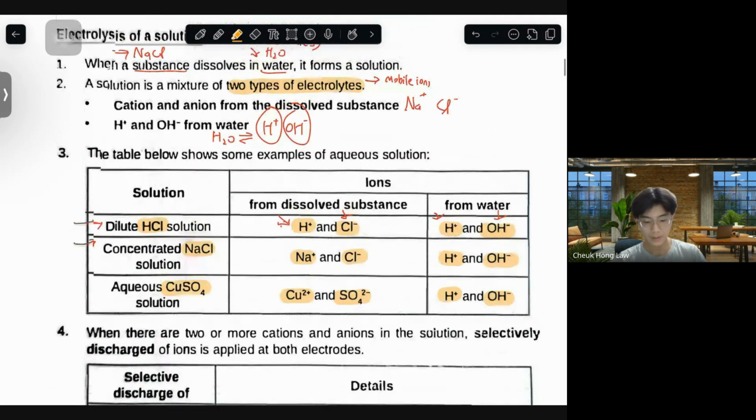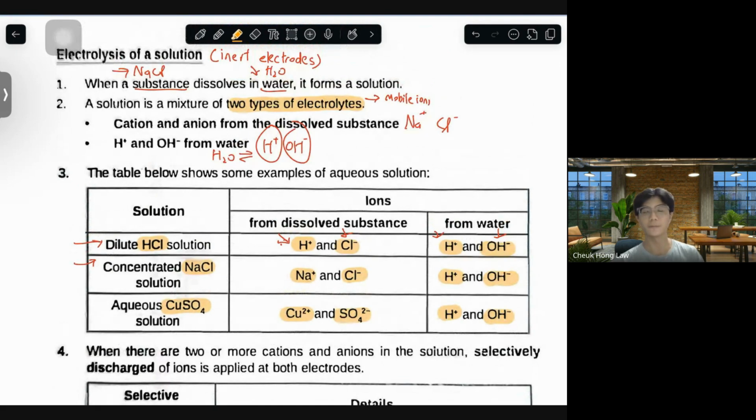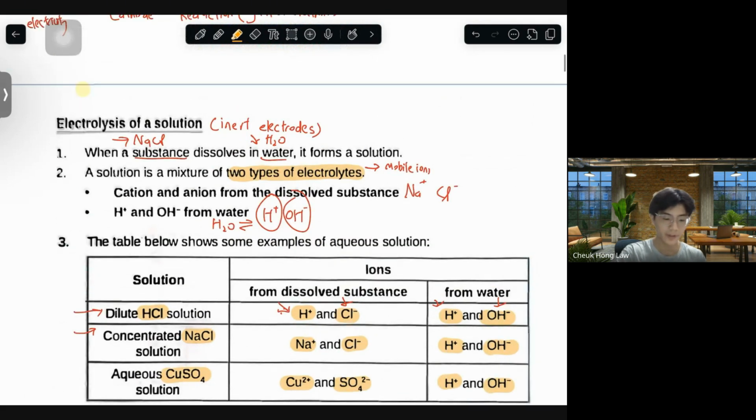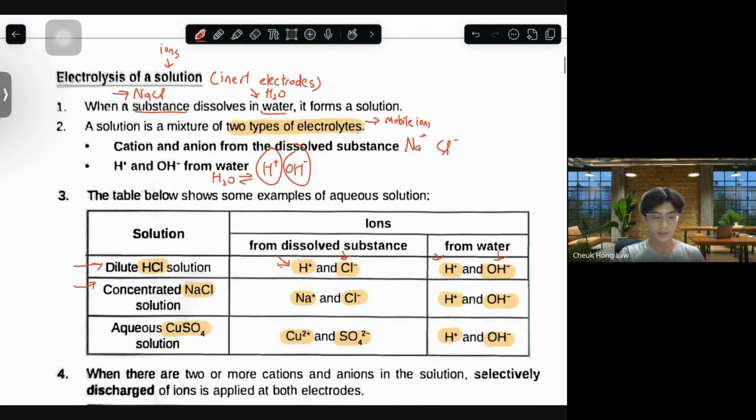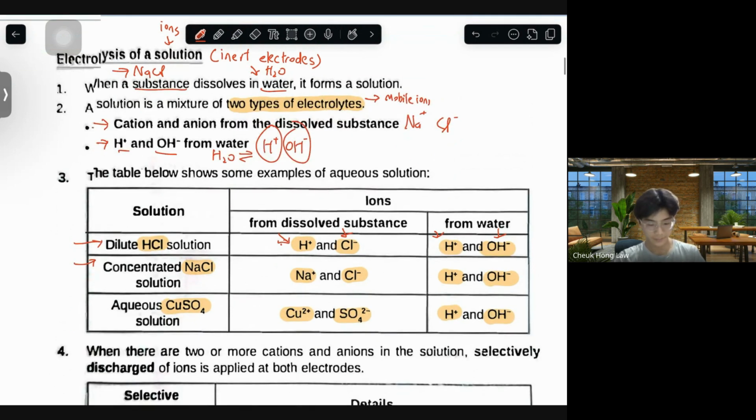But you also have two more ions from water, which is H+ and OH-. So when you want to find the ions of the solution, the first thing you should find will be from the actual dissolved substance. If the substance is sodium chloride, then you have sodium and chloride. The second thing you want to find is the water. Water is always H+ and OH-. So you just have to remember that.